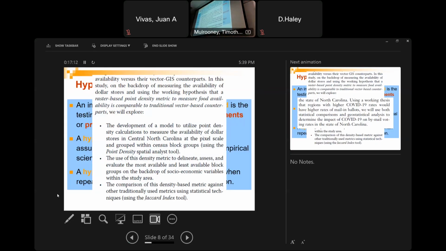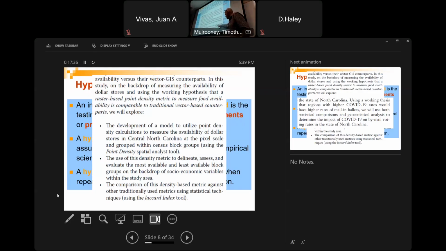And so we are going to use a working hypothesis that raster-based point density metrics to measure food availability is comparable to traditional vector-based counterparts. That's my working hypothesis. And then we kind of broke it down. We had a model. We use this model to find the least and available on the backdrop of socioeconomic demographic data.